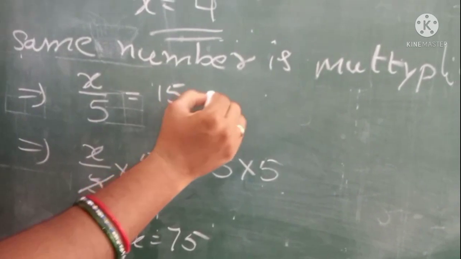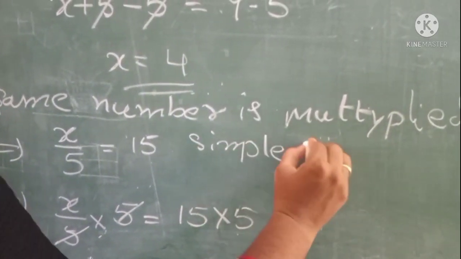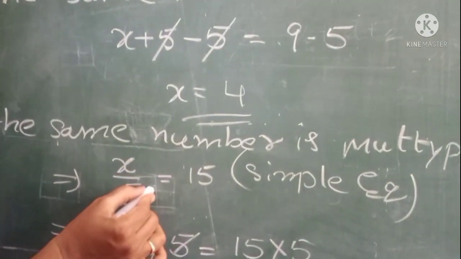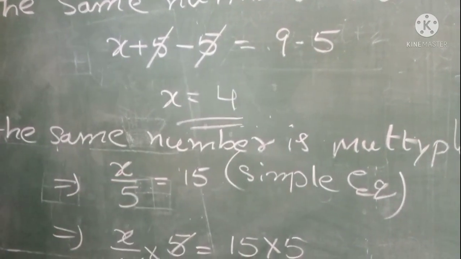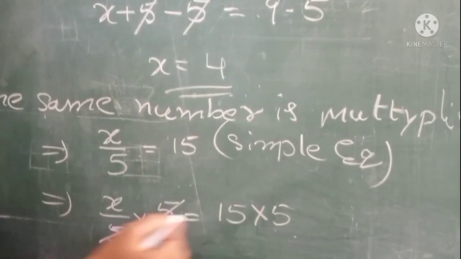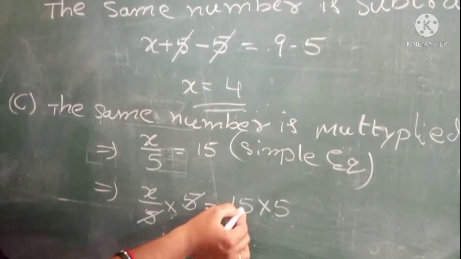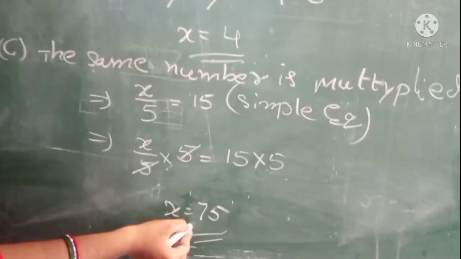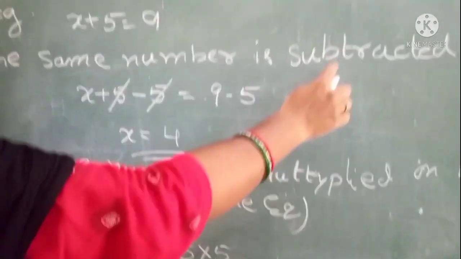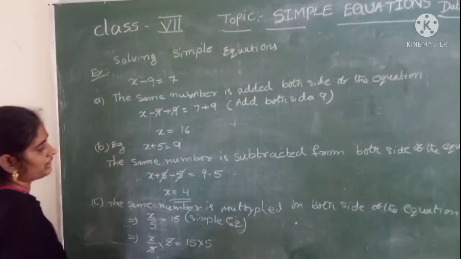This is a simple equation. In this simple equation we solve for x. Both sides are multiplied by 5. The 5 cancels, then x is equal to 15 times 5, which is 75. This is the solution of the given simple equation. So addition, subtraction, multiplication, and in the same way, division.